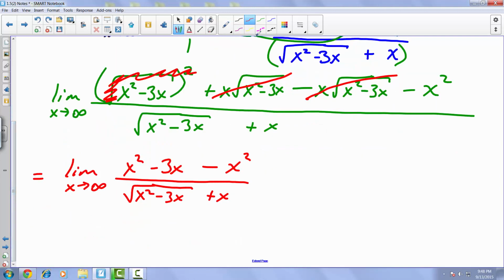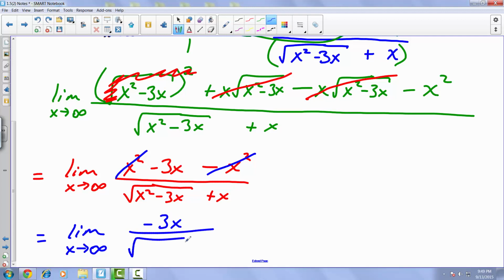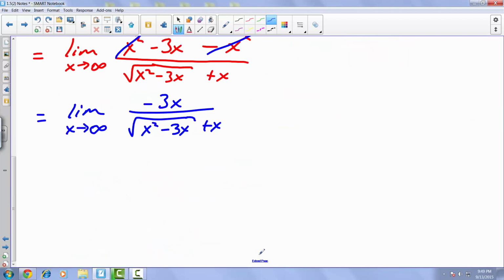Then we can simplify a little further, where our x squareds cancel out on top. This is then equal to the limit as x goes to infinity of negative 3x on top over the square root of x squared minus 3x plus x. Now, if you're thinking at this point, can I use my direct evaluation? I saw some canceling happen there.